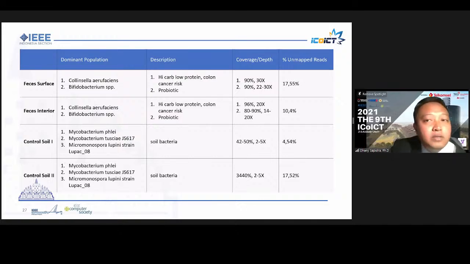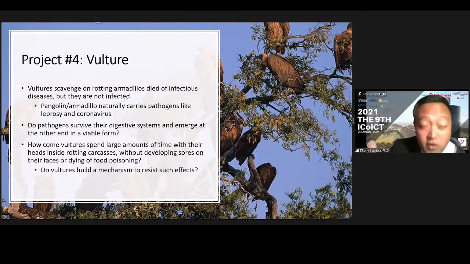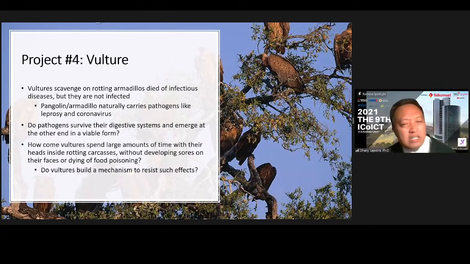And then there is project number four, a vulture. Vultures scavenge on rotting armadillos that died of infectious disease, but they're not infected. The pangolin or armadillo naturally carries pathogens like leprosy and coronavirus. So the question of this project is, do pathogens survive their digestive system and emerge at the other end in a viable form?